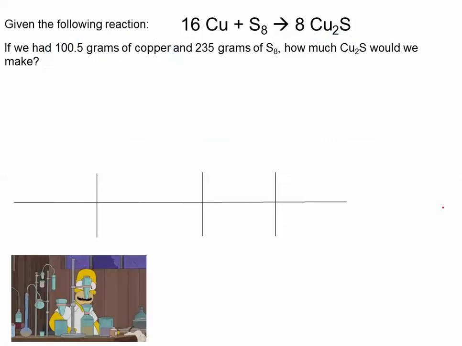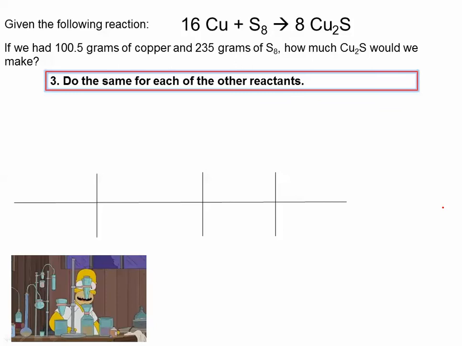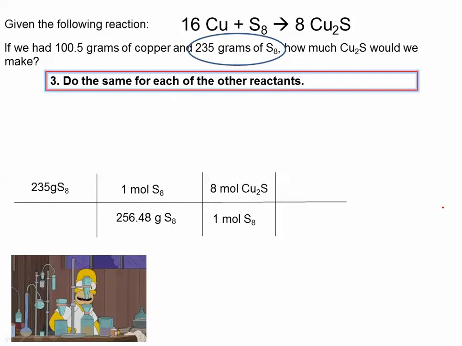Now let's look at the other reactant. Step 3, do the same for each of the other reactants. So we're going to start with 235 grams of sulfur. In 1 mole of sulfur, there's 256.48 grams of sulfur. Looking at the reaction, for every 1 mole of sulfur, we get 8 moles of copper sulfide. And then you could look at the other problem to get this answer. 1 mole of copper sulfide is 159.16 grams of copper sulfide. So we end up with 11,060 grams of copper(I) sulfide.